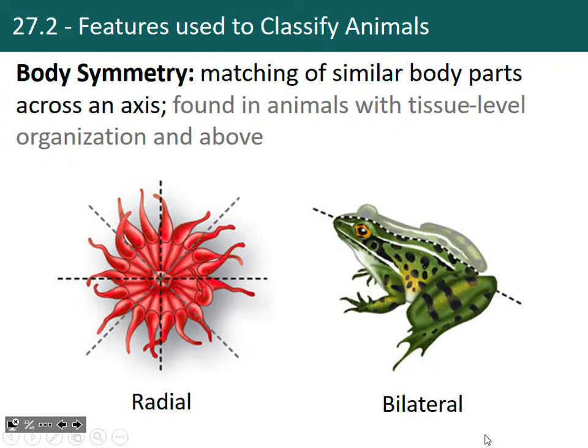But our anemone here has radial symmetry. You can divide its body into matching parts, almost like around the spokes of a wheel. And our frog is bilaterally symmetrical. You have matching sides, right? So you draw an axis down the center of the body right between the eyes. You will have matching parts on either side.